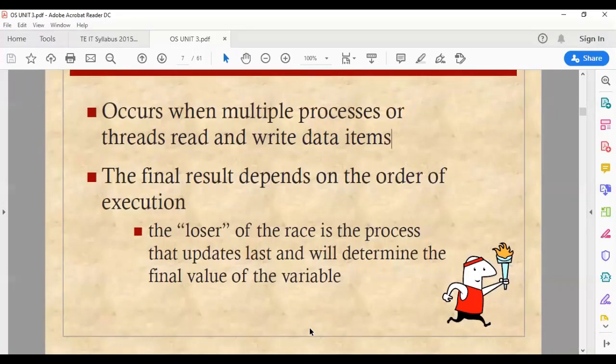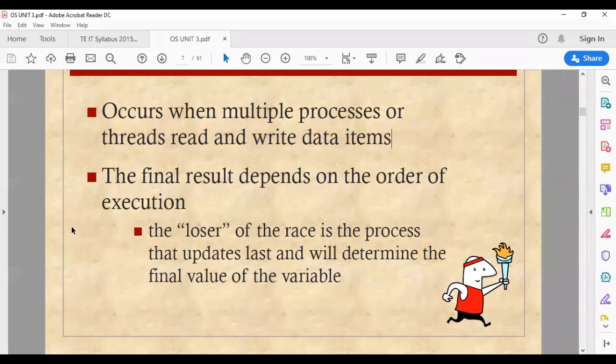More than two processes will read and write the data items. Now what happens? Suppose P1 will read the data. Only reading is there. But after that, P2 writes the data. And P3 again reads the data. So P3 will read the updated data.